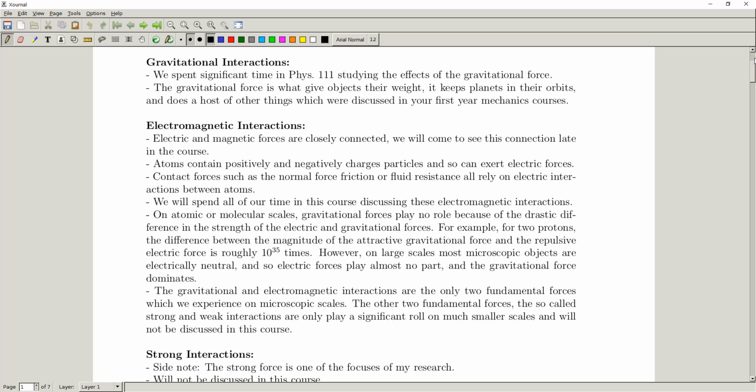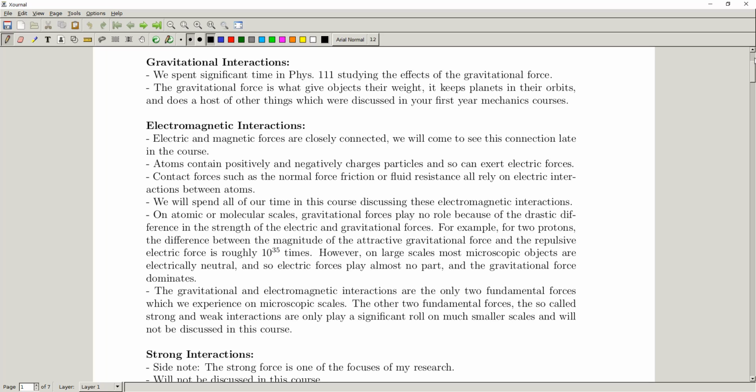Basically all of the stuff that we talk about in this course is going to be related to the electromagnetic interaction. So we're not really going to talk much about gravity. I may throw in a couple of problems to compare gravity to the electromagnetic interaction, but in general, all of our work is going to be focused on electromagnetism.